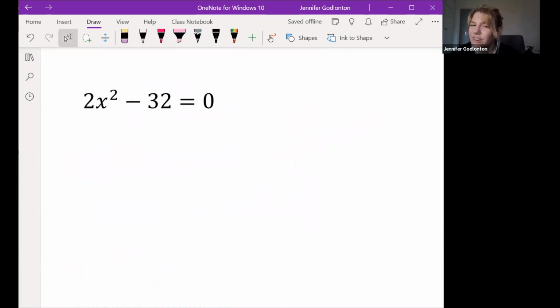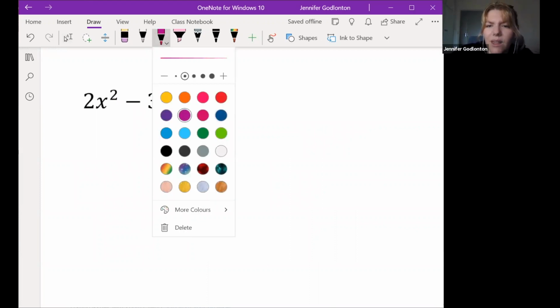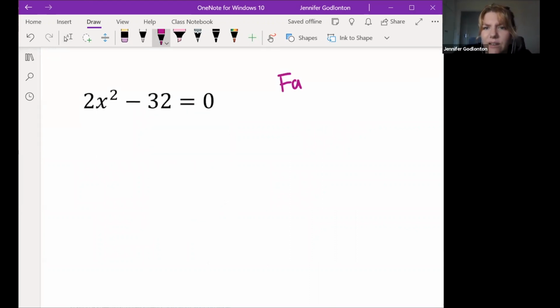Okay, so this is very similar, except we have to do 2 things in this one. It's already moved onto one side because it's already equal to 0. So now we just have to factorize. When we factorize, I want you to try and think of those steps that we spoke about in our lesson on Monday. So let's just write here factorization quickly.